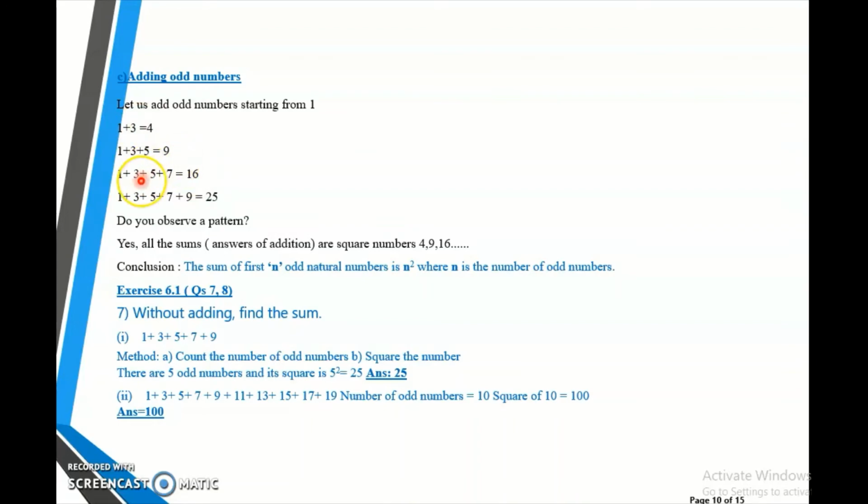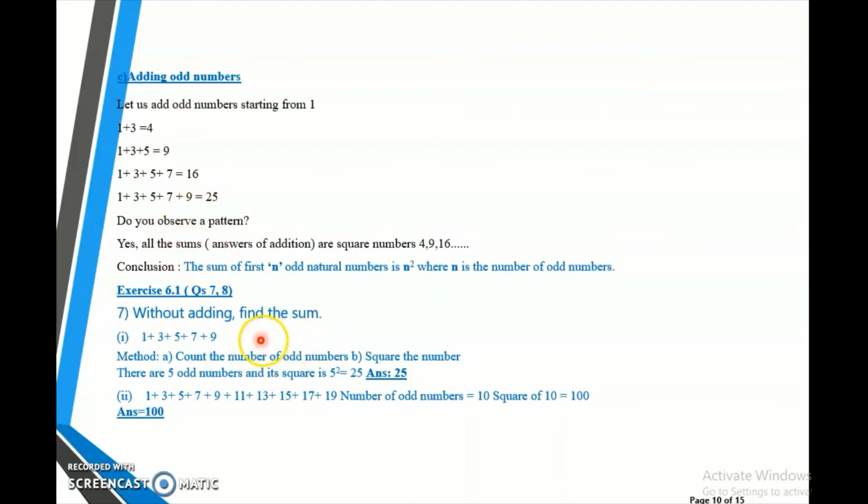And here 1, 3, 5, 7. There are 4 odd numbers, so it is 4 square, that is 16. And in the last row you have 5 odd numbers, so you have 5 square, that is 5 into 5, that is 25. So let us solve the problems based on this property.